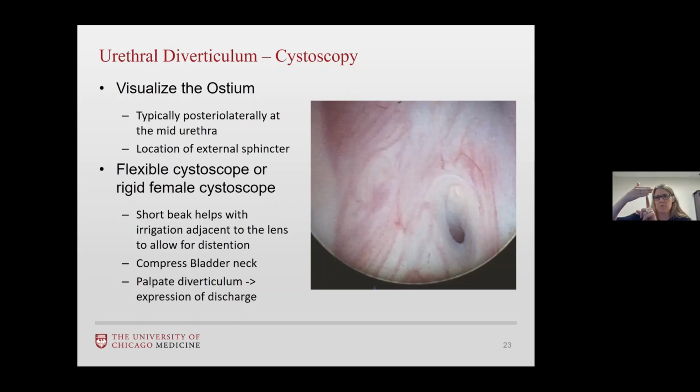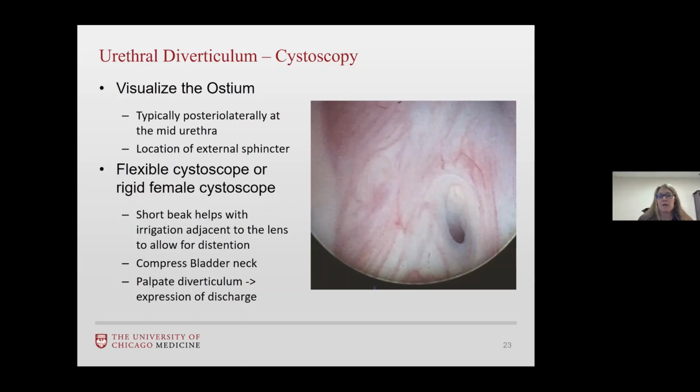because where you're looking and where the irrigation water comes out is roughly at the same level, or a rigid female cystoscope. The reason for that is if you use a male cystoscope, where the fluid comes out is about a centimeter and a half back from where your actual lens is. The female urethra is so short that all that fluid's just going to extravasate, and you're not going to get a good distension. So I find flexible scopes work very well.